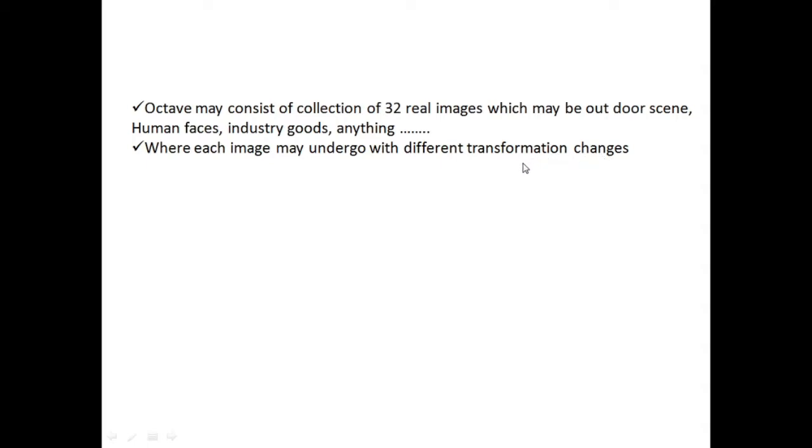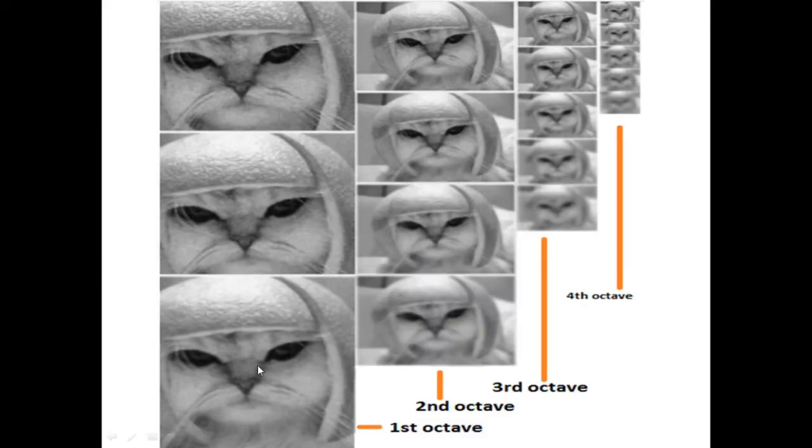So I cannot have the same view, right? I can capture the scene with different capturing conditions. I can move the camera to the right side or left side. I can capture the scene in different lighting conditions, so I may get different intensities. That means each image may undergo different transformation changes.